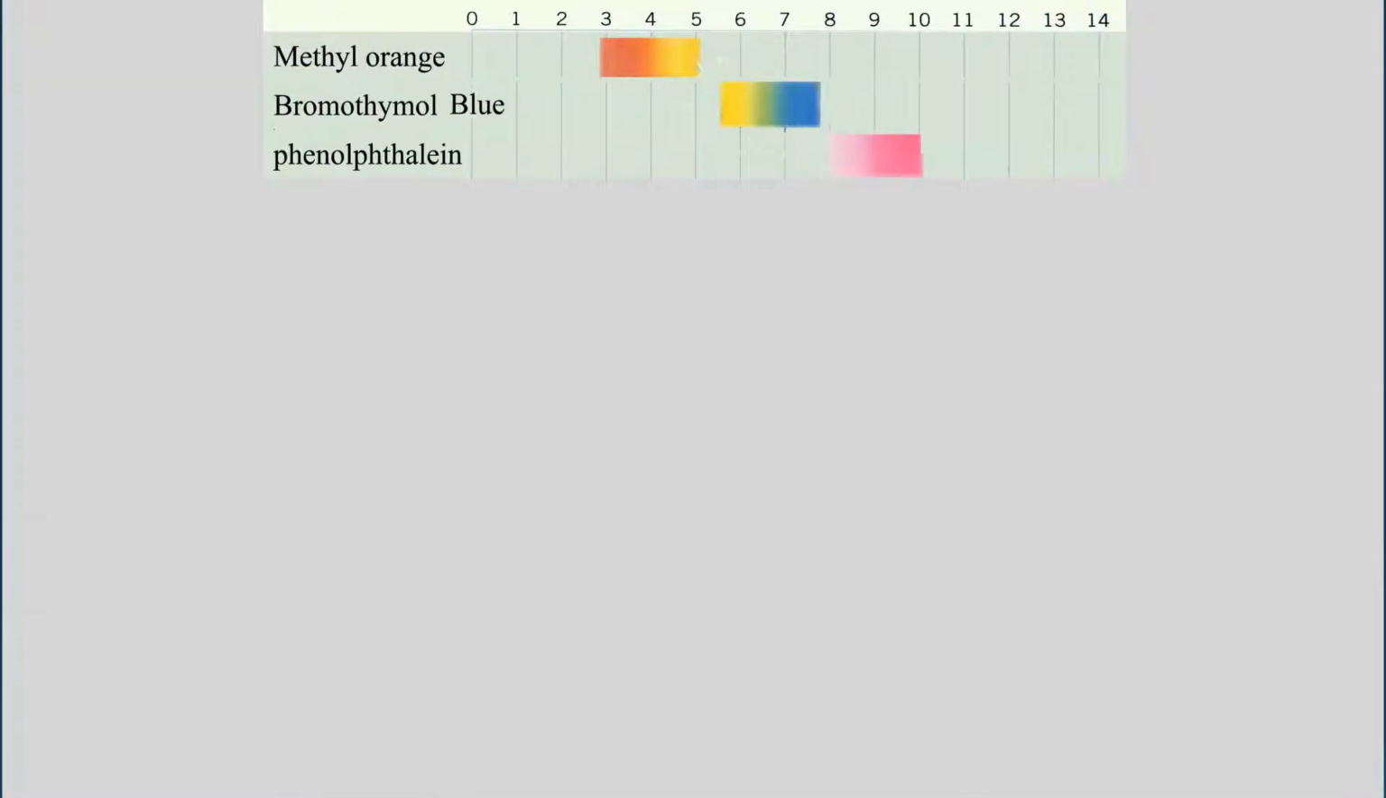Now, we're going to assess this equivalent point with different indicators. Methyl orange is very good for measuring change of weak acid, between 3 to 4. Bromothymol blue is very good for measuring change at pH 7. Phenolphthalein is very good to measure change between neutral to slightly basic. Now we apply it onto our experiment.